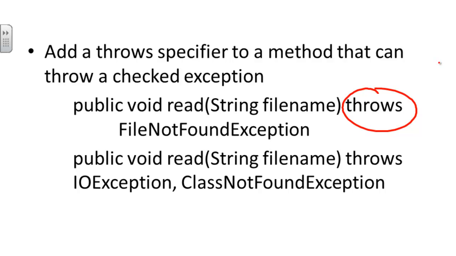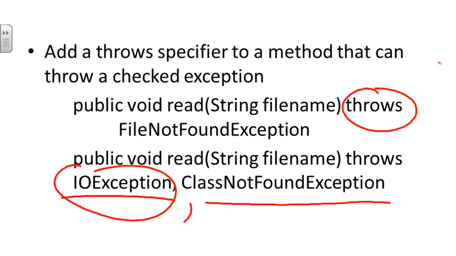Or I can also do multiples. If this is going to throw more than one exception, I can do this, comma, this, kind of like an interface where I have more than one. I just have to separate them by a comma. Now, this is a superclass of FileNotFoundException. So if I want to throw a FileNotFoundException, I could just throw an IOException instead and be okay.